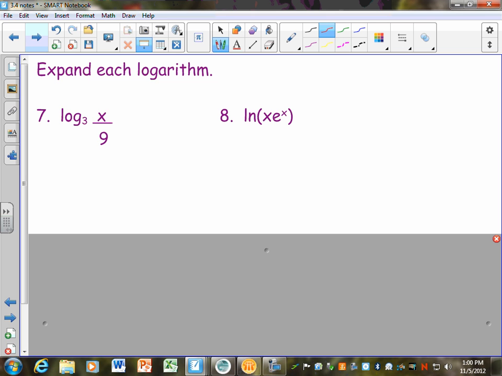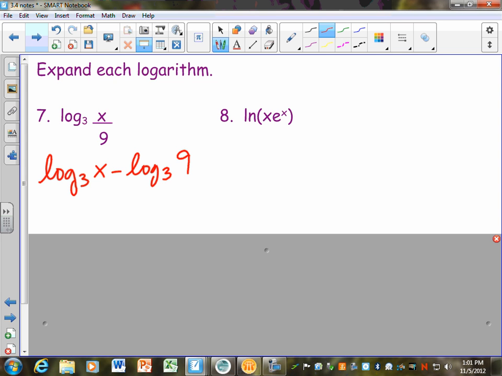And then see if you can simplify it, because that's where sometimes log 3 of x over 9, I can't do anything with, because I don't know what x is. But if you break it up, sometimes you can simplify something. So what can I do with division? Subtraction. And so I'm going to rewrite this as log 3 of x minus log 3 of 9, because that's the property. You with me on that?